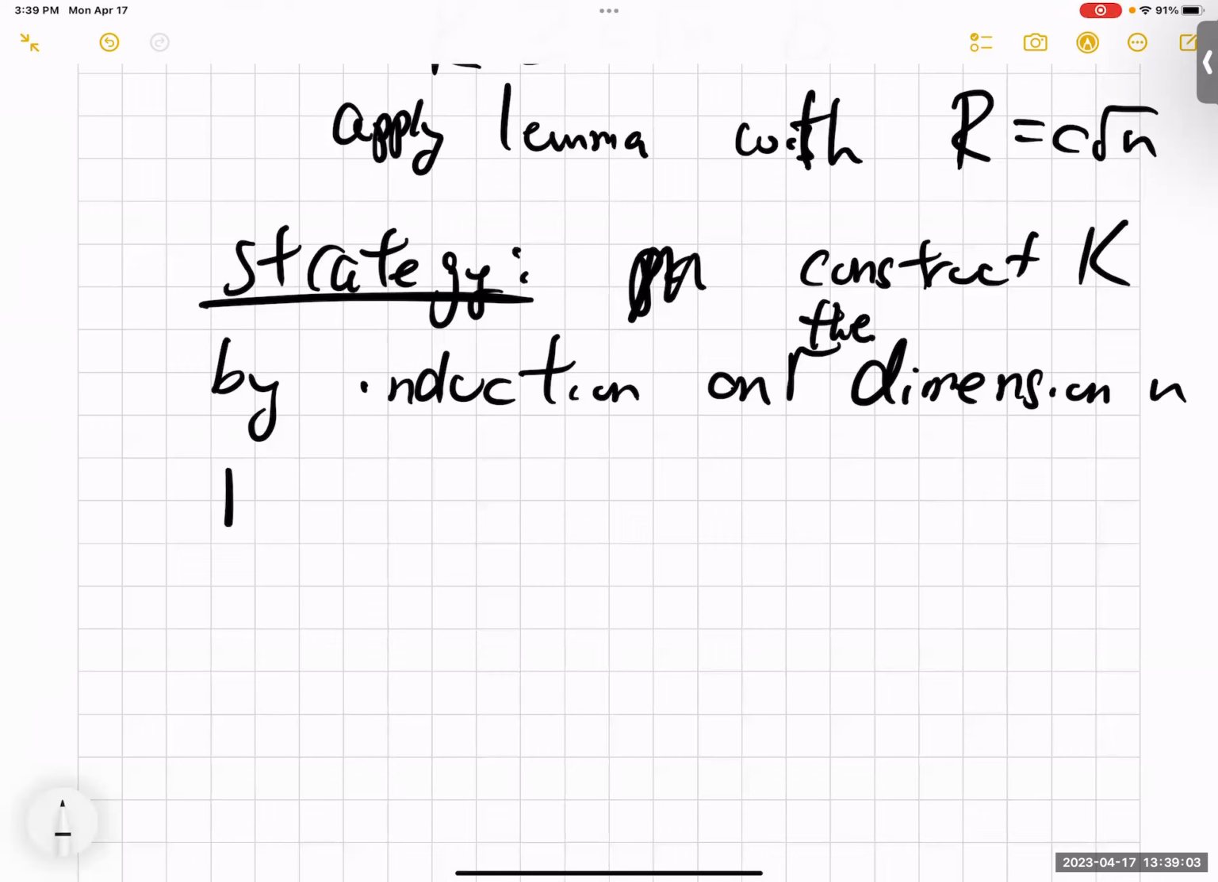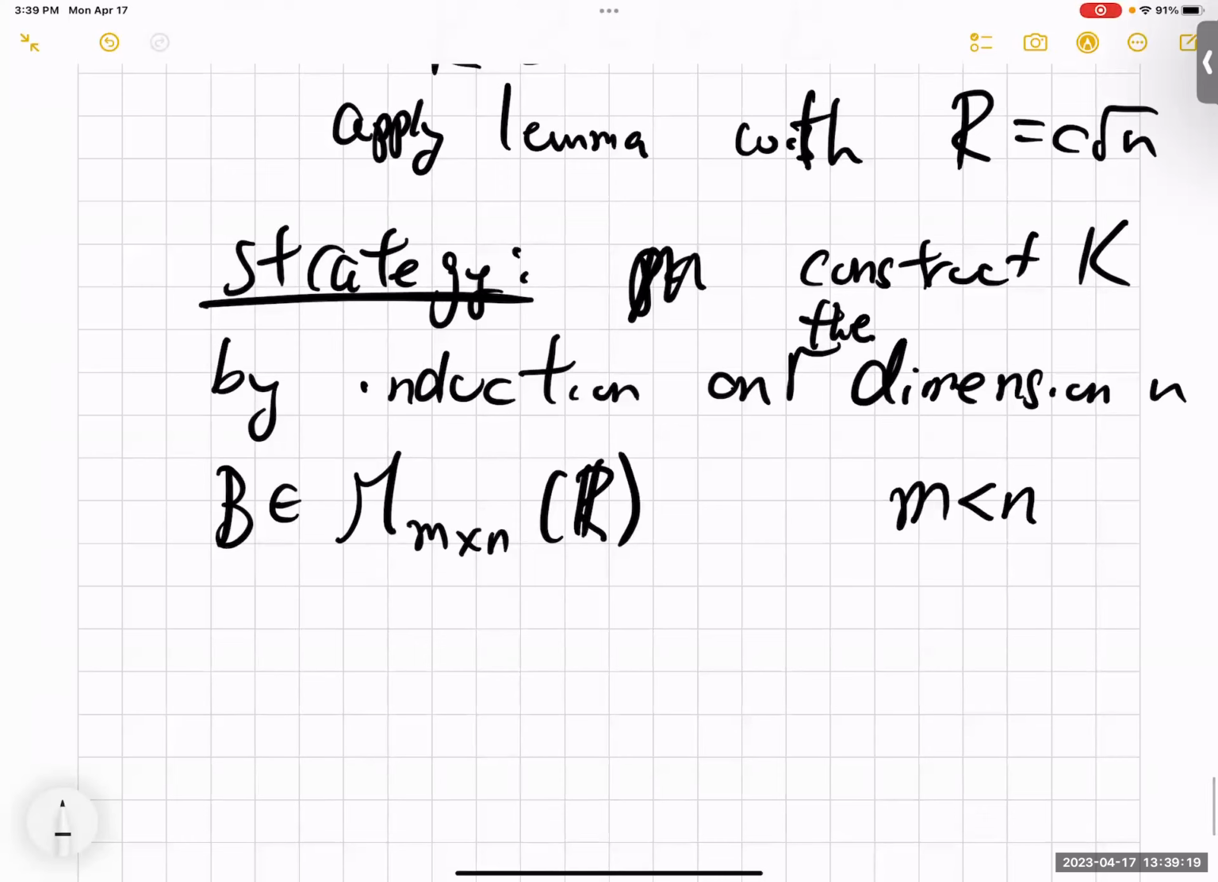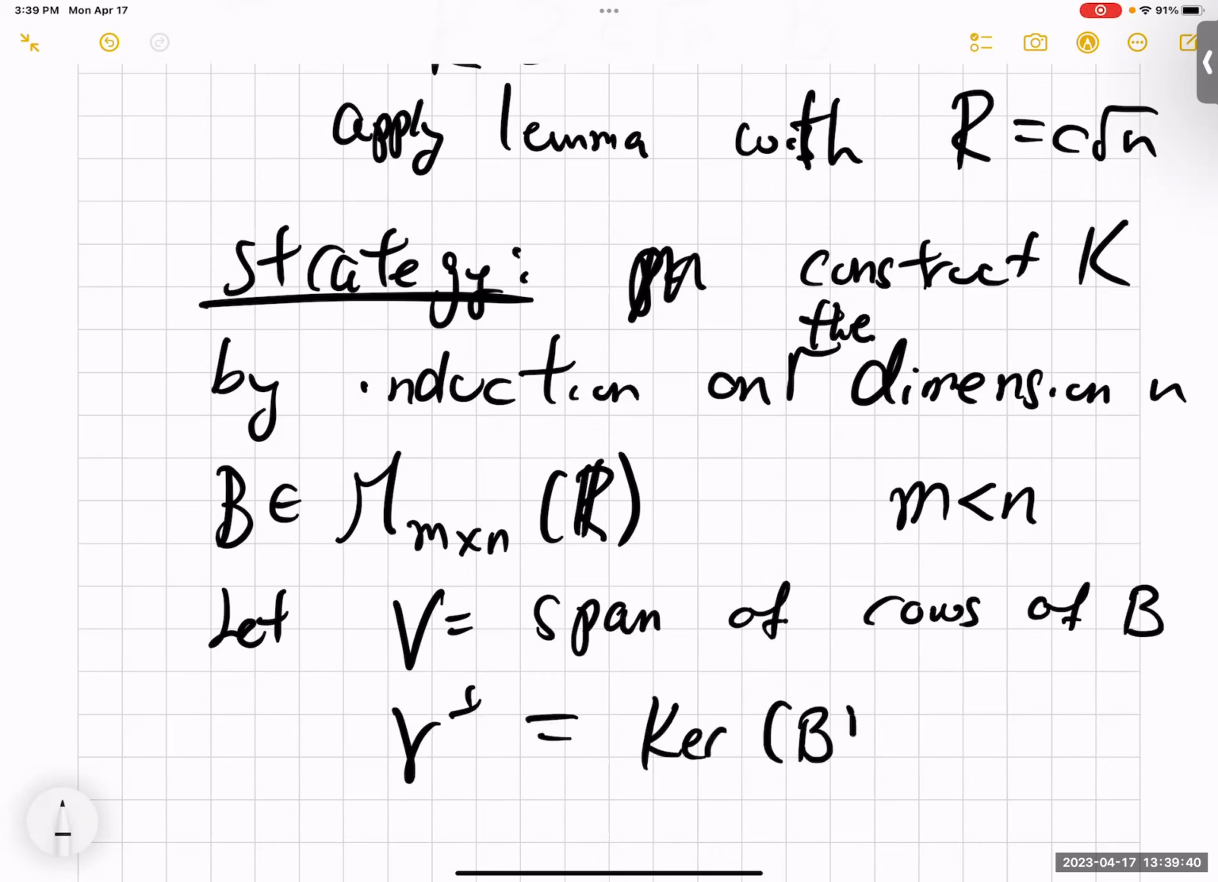We take some B to be a matrix. We'll slowly derive what we need from it. So it's an m by n matrix, where m is some number less than n. So I want to apply the induction on n. And let V be the span of the rows. So V perp is the kernel of B.